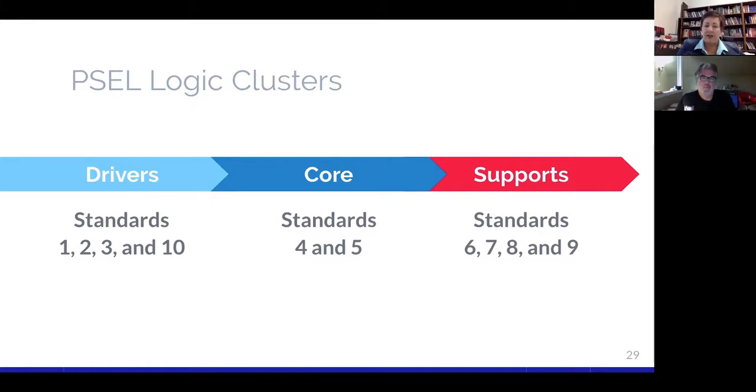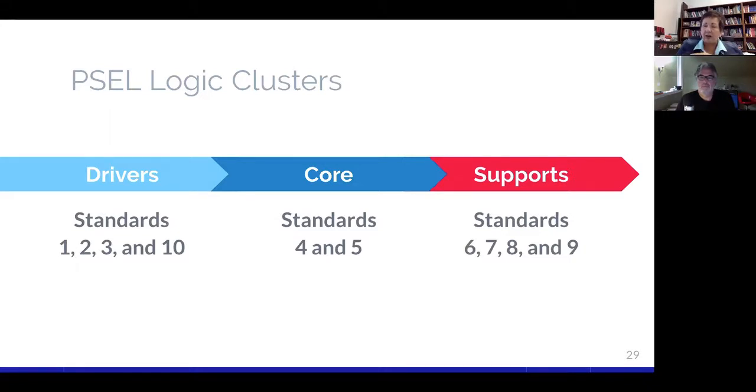So driving the standards are mission, vision, core values, professional norms and ethics, as well as equity and cultural responsiveness, along with that anchor standard 10. So it takes a full loop back to those drivers, which is continuous improvement. The core standards, right in the middle, at the heart of the work.